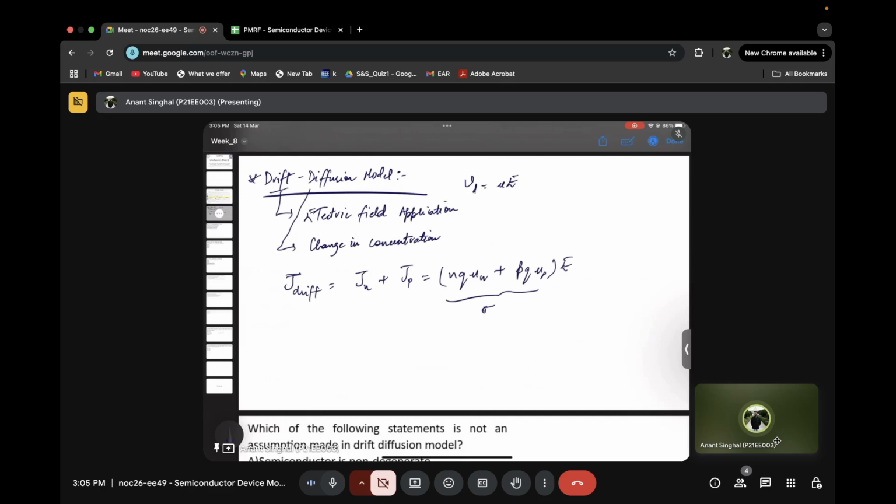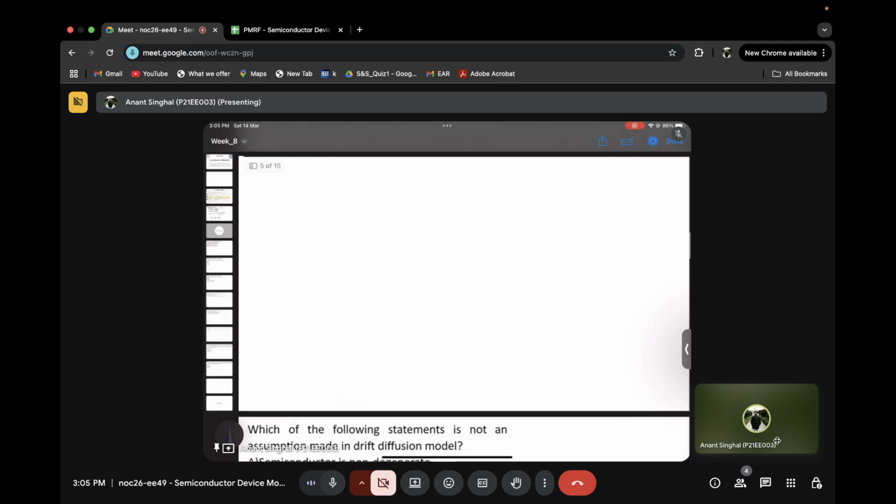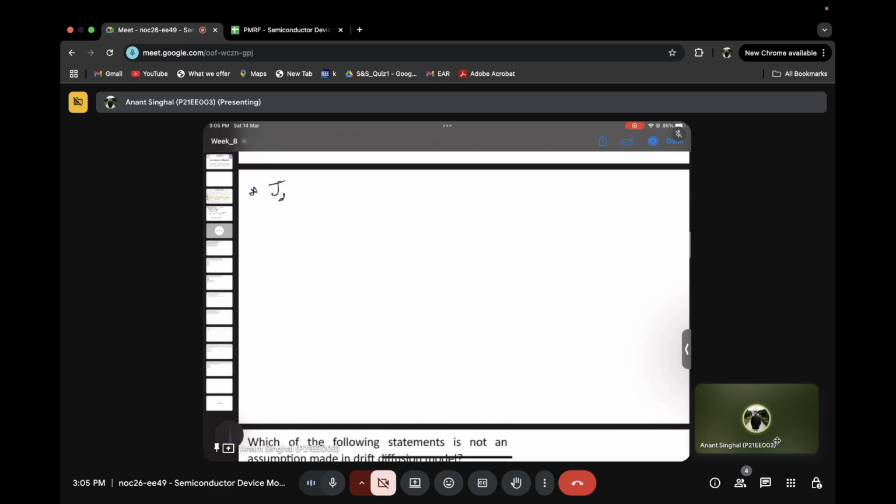So if we have, let's say, an N type semiconductor, this term becomes zero, and if you have a P type semiconductor, the latter term becomes zero. But in reality, if you remember, the J total, that is the total current density, has a drift component as well as a diffusion component, right? We did not discuss the component about the diffusion. So we'll be seeing that in this particular class. Let's try to have some very basic understanding of that.